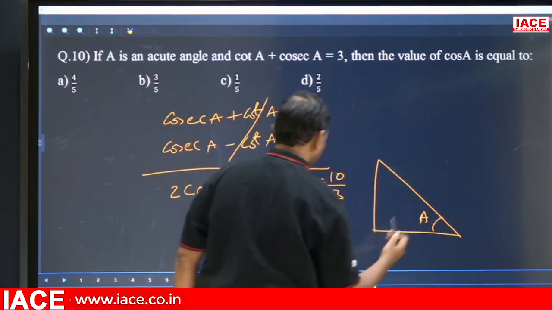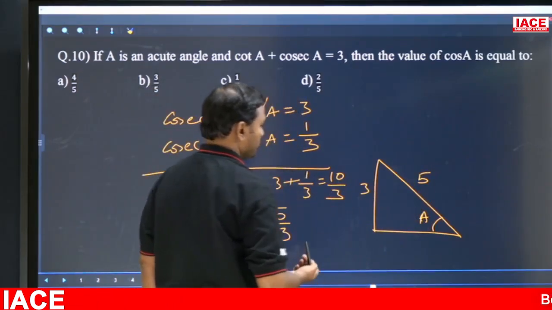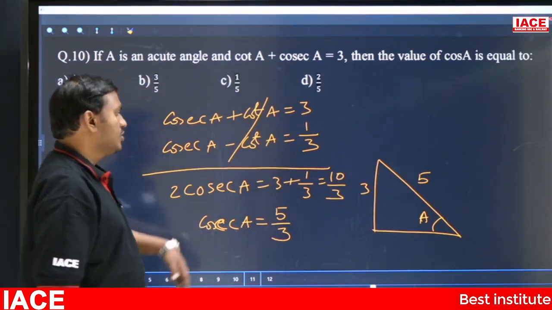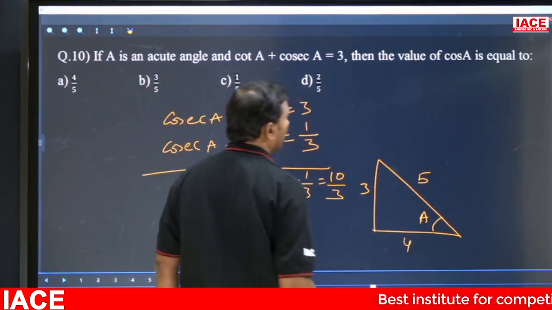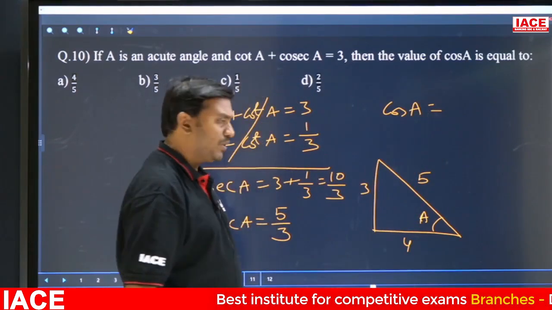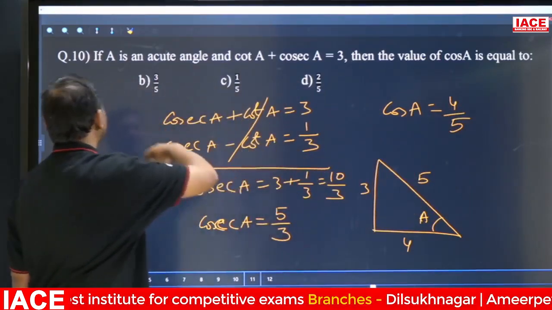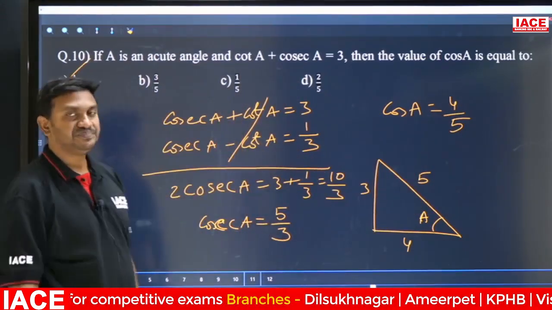From the Pythagoras theorem, cosecant means hypotenuse by opposite. So what is adjacent? With 3 and 5, it is 4. What you have to find is cos A. What is cos? Cos means adjacent by hypotenuse. What is adjacent? 4 by 5. So the answer is how much? 4 by 5 is the right answer. So option A is the right answer.